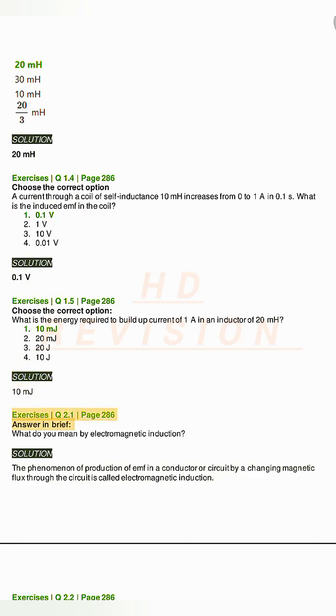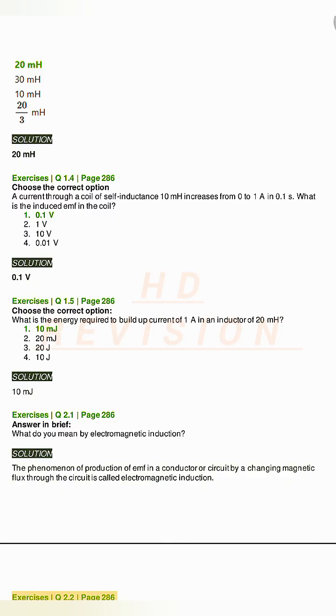Exercises Q2.1, page 286. Answer in brief. What do you mean by electromagnetic induction? Solution: The phenomenon of production of EMF in a conductor or circuit by a changing magnetic flux through the circuit is called electromagnetic induction.